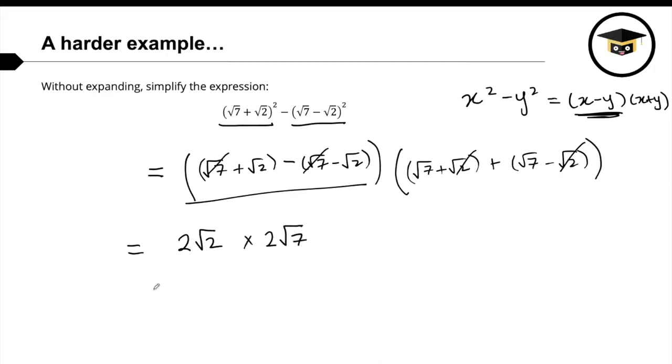So 2 times 2 gives us 4. And then root 2 times root 7 gives us root 14. And we can't simplify this further. So our final answer would be 4 root 14.